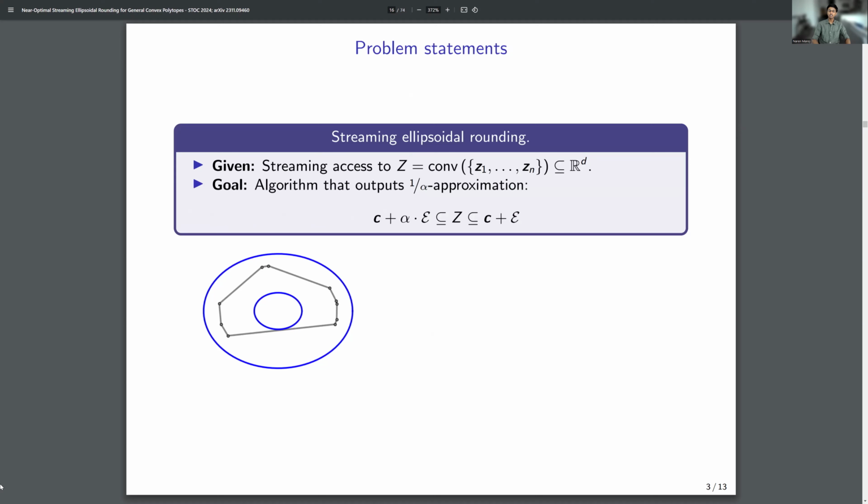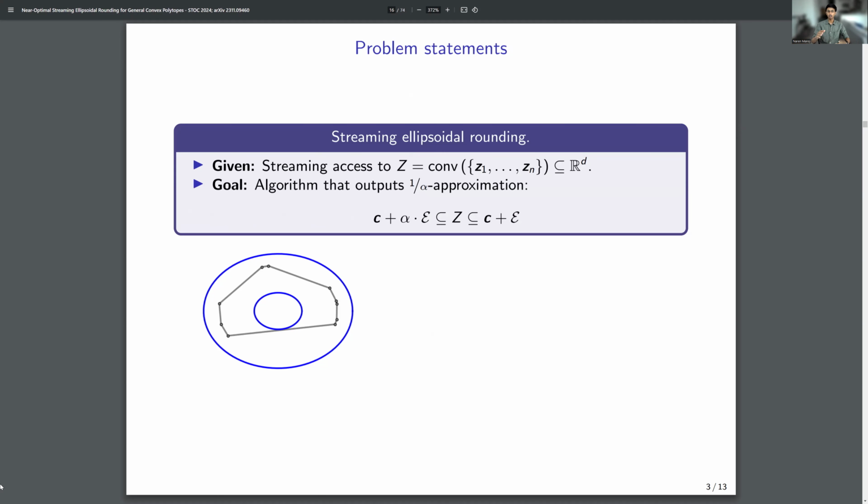Okay, so now let's take a look at the streaming versions of these problems, which is what we study in this paper. So in the streaming version of the problem, we're going to be given streaming access to Z. So we're going to see the points Z1 through Zn one at a time, and we get one pass over Z1 through Zn. And the goal is to give an algorithm that will output a 1 over alpha approximation.